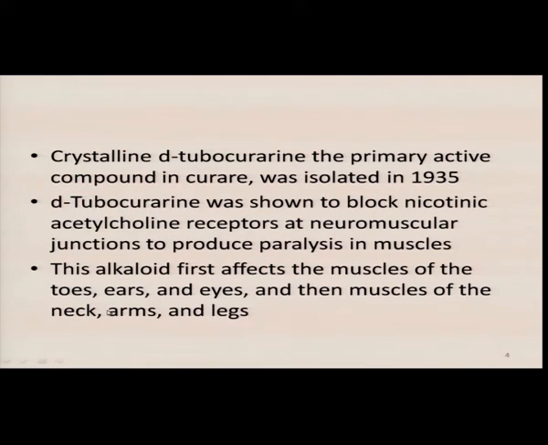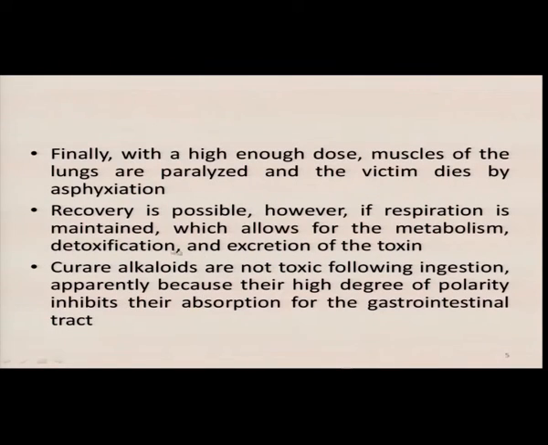This alkaloid first affects the muscles of the toes, the ears and the eyes, and then the effect will spread on to the muscles of the neck, arms and the legs. Finally, with a high enough dose, the muscles of the lungs are also paralyzed. So, when the involuntary muscles of the lungs are paralyzed, the person would no longer be able to breathe. So, because of asphyxiation, the person would die.